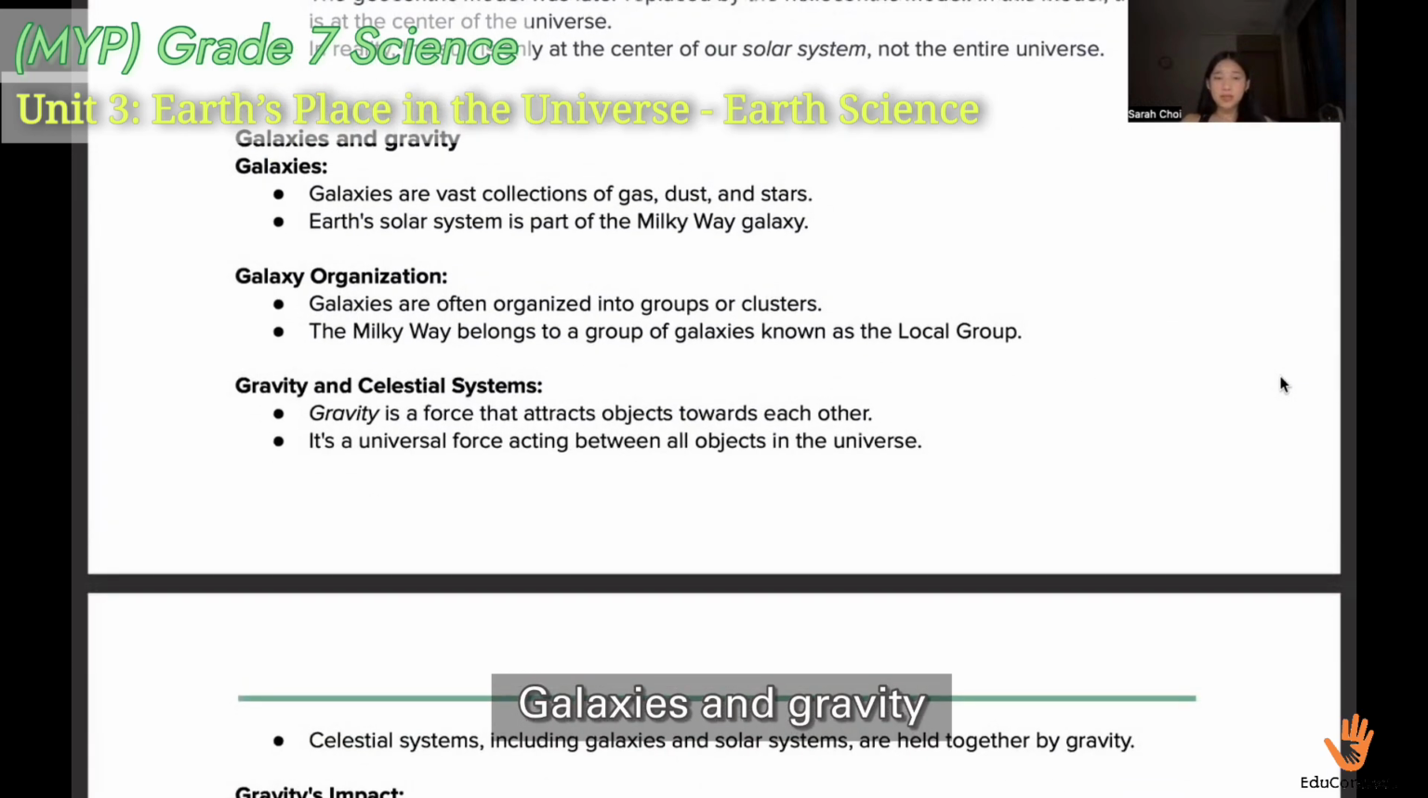Moving on to galaxies and gravity. We kind of went over gravity before, but we'll go over it once more. So galaxies. Galaxies are vast collections of gas, dust, and stars. And Earth's solar system is part of the Milky Way galaxy.